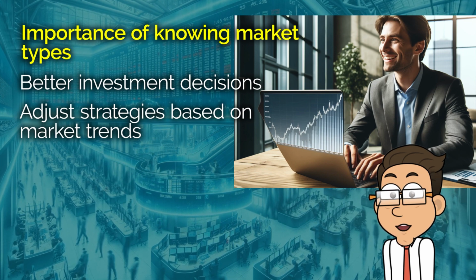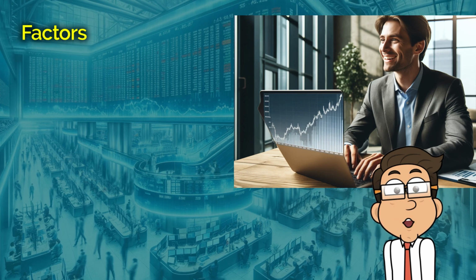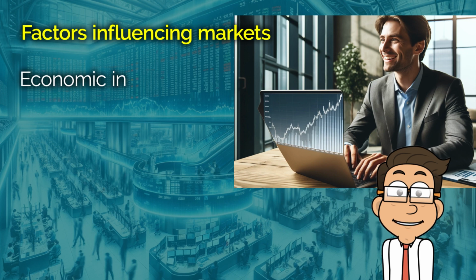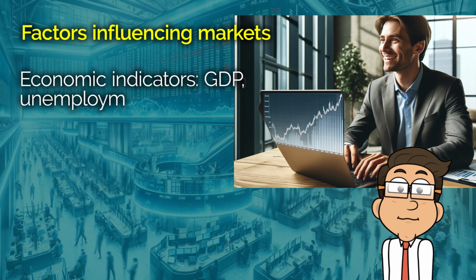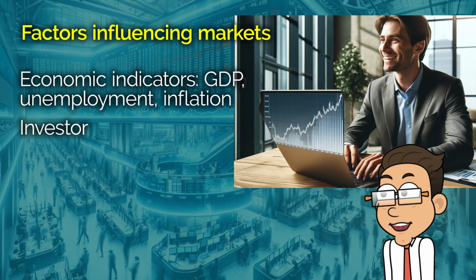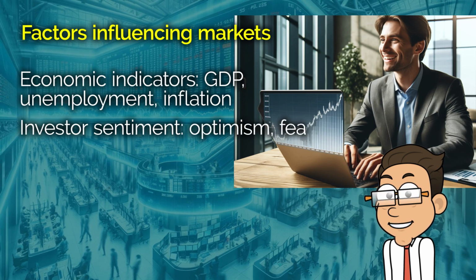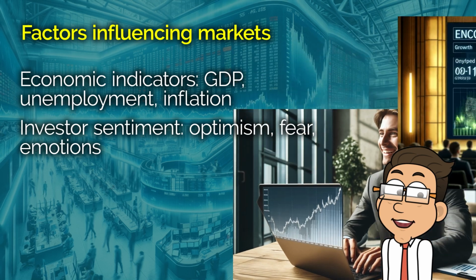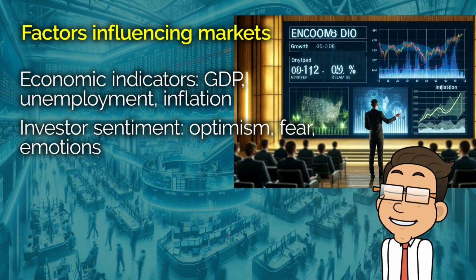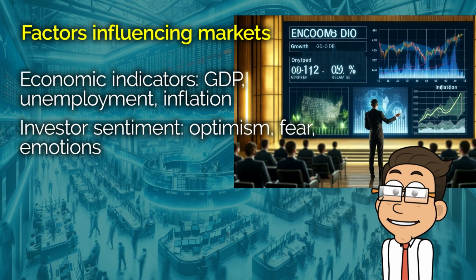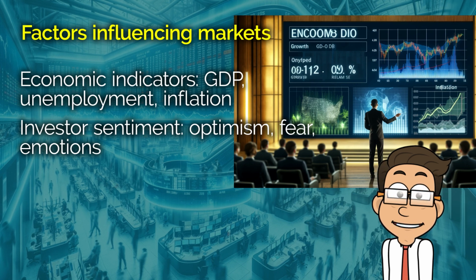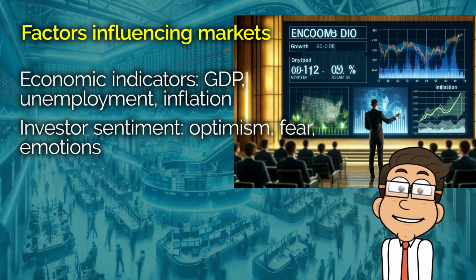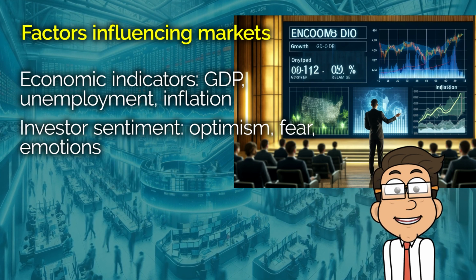Also, let's talk about what drives these markets. Bull and bear markets are influenced by a variety of factors, including economic indicators like GDP growth, unemployment rates, and inflation. For instance, if the economy is growing, companies are making profits, and unemployment is low, people tend to be more optimistic and invest more, leading to a bull market. Conversely, if the economy is shrinking, companies are struggling, and unemployment is high, people tend to be more pessimistic and sell off their investments, leading to a bear market.